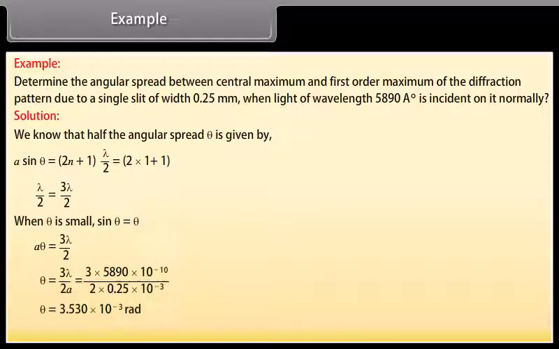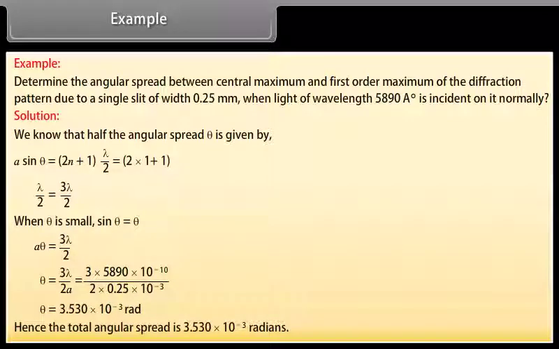On putting the values, we get the value of theta equals 3.530 multiplied by 10 raised to the power minus 3. Hence, the total angular spread is equal to 3.530 multiplied by 10 raised to the power minus 3 radians.